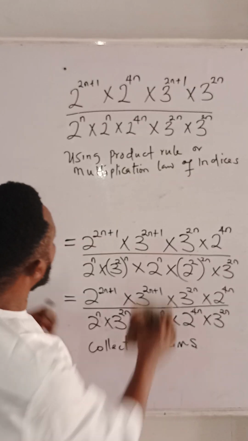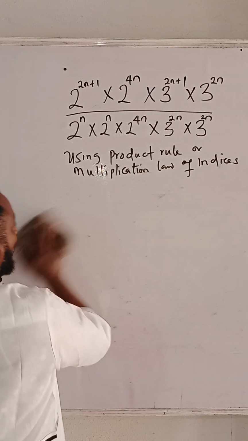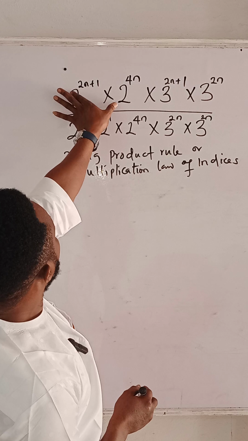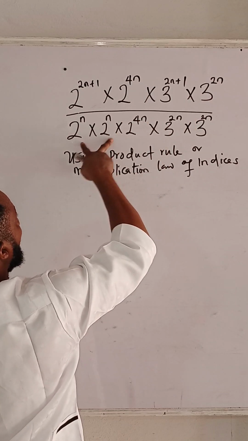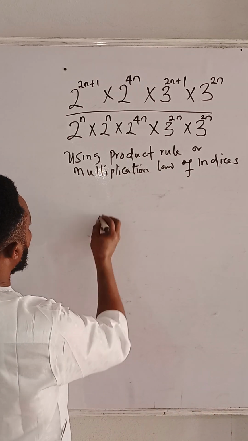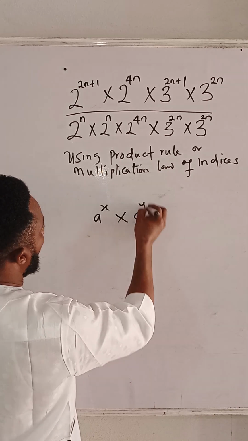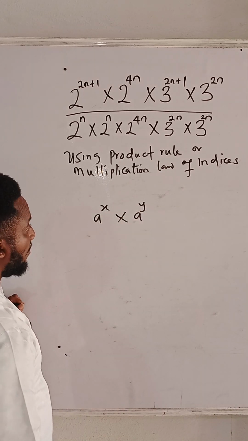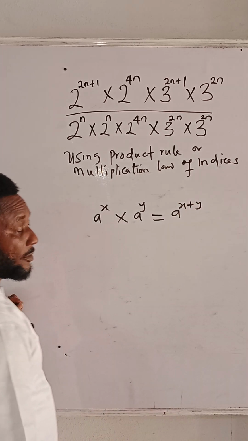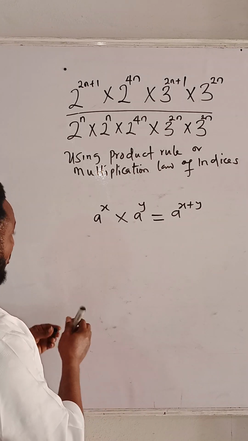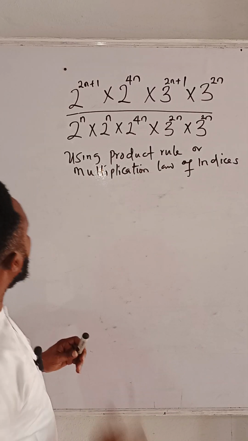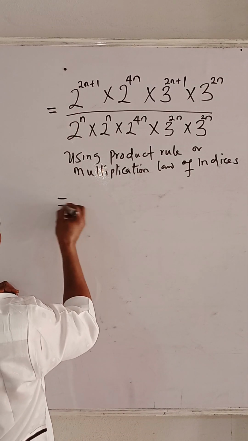Now, if we use the product rule of indices, it means that the product rule will be applicable to this and this, this and this. And what does the product rule say? If two base numbers have different powers, all you need to do is to retain the base and add the powers of the exponents. So that's the law we are going to apply at this level. And when we do that, we are home and dry.